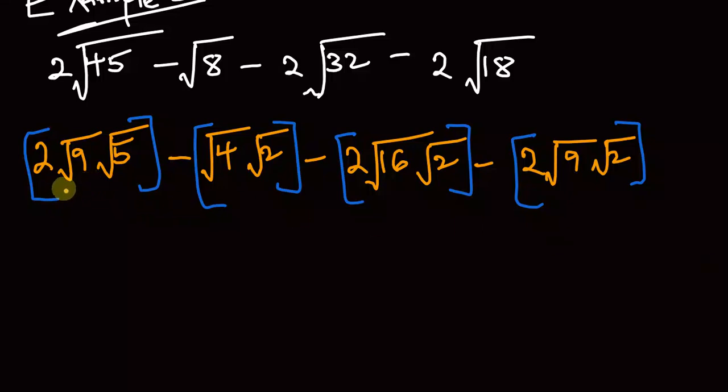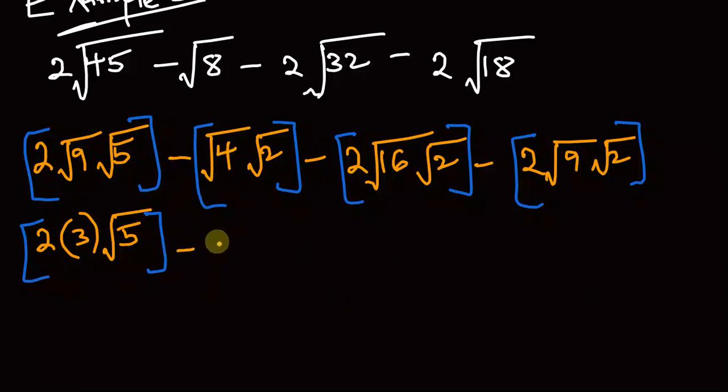Then we solve. In the first part, it's going to be 2. What is the root of 9? It is 3. Root of 5 remains. We don't have that. That is the first part. Then minus, second part, root of 4 is 2. Then root of 2 remains. We don't have that. That is the second part.